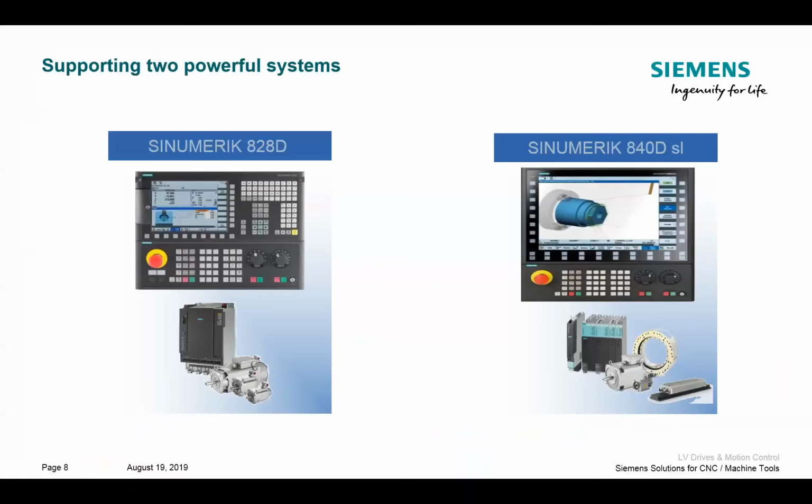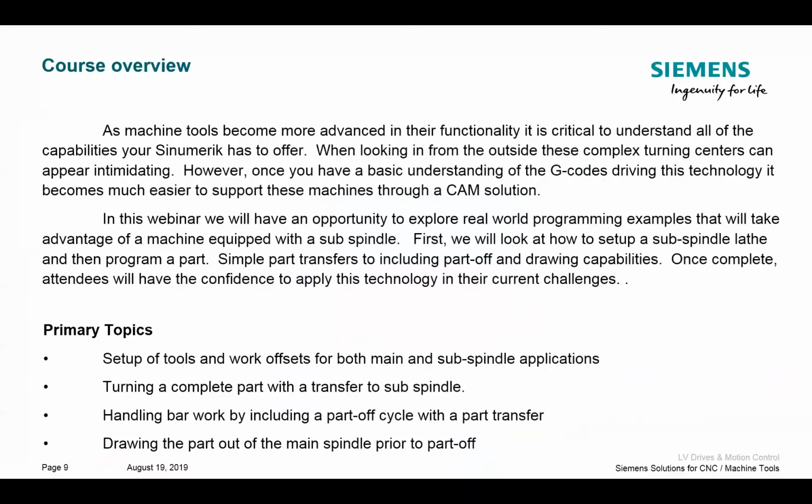Today we're going to be looking at features and functions that will support both the 828 and the 840 control platform. Anything we talk about here would work on both controls. As we get to some more advanced features within these topics, they will become specific to 840. But right now, sub spindle lathes can be supported in either control. As I mentioned before, we're concentrating on how to handle a counter spindle or sub spindle, and how to do pick and place from it.